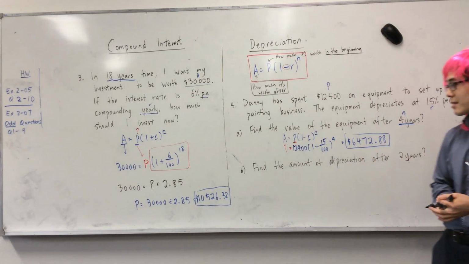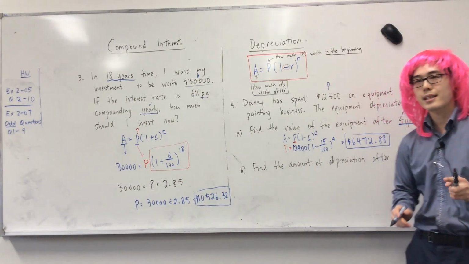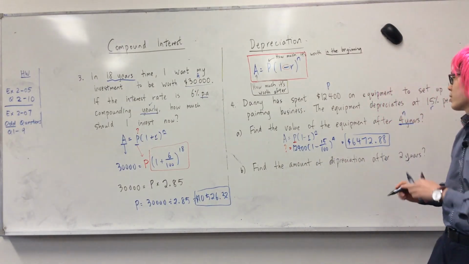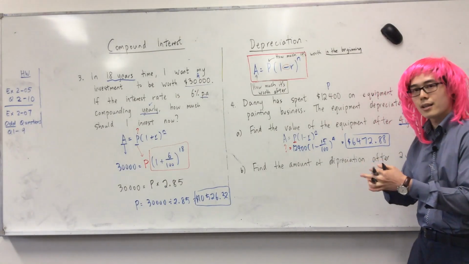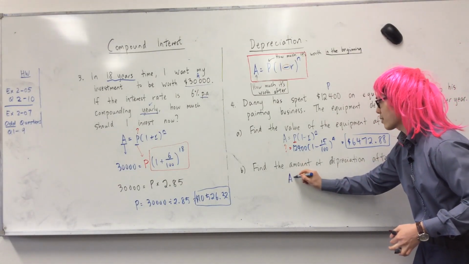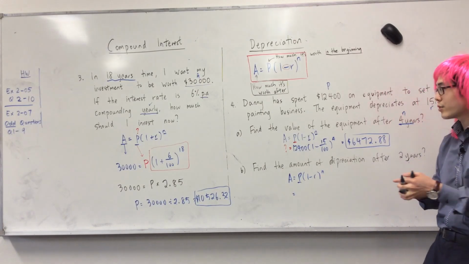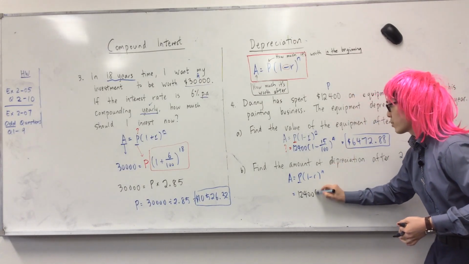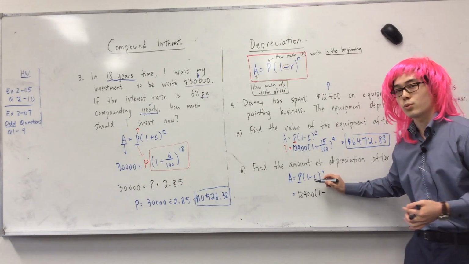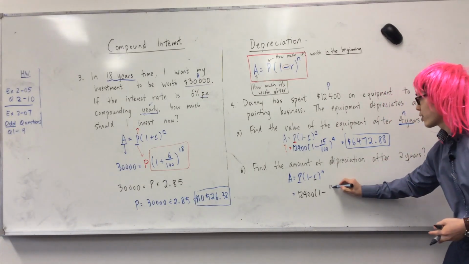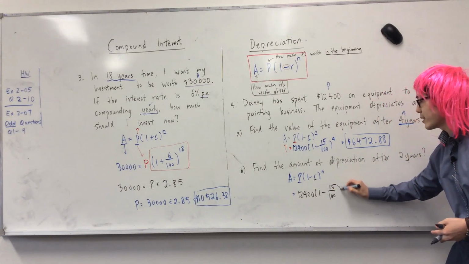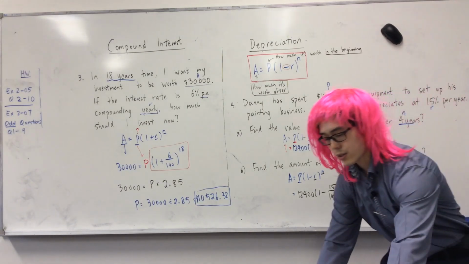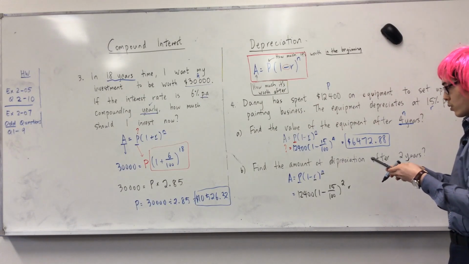That doesn't mean how much it's worth after 2 years. That means they want you to find out how much it went down by after 2 years. So you still have to do the same thing. Let's find out how much it's worth after 2 years. Remember, my starting value is 12,400. That will never change. Bracket 1 minus, that will never change as well. The rate of depreciation, 15 over 100. But the number of years is different. We want to know how much it's worth after 2 years, so that's the power of 2.